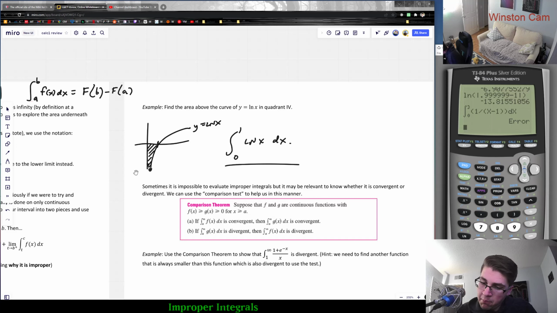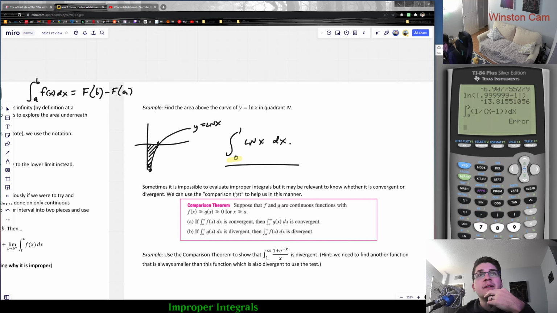And again, this is an improper type 2 integral because of the discontinuity at 0. But I'll go ahead and let you figure out for yourself if you think this is a convergent or a divergent area. Another interesting answer.